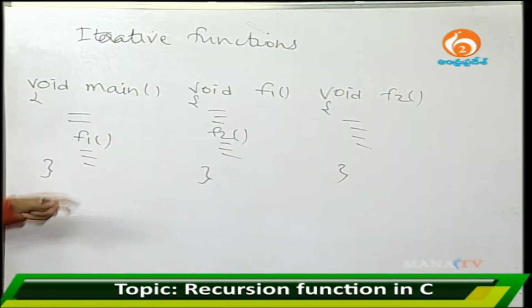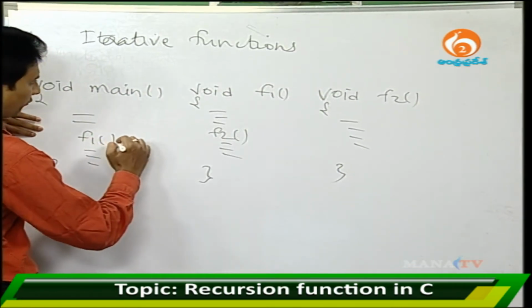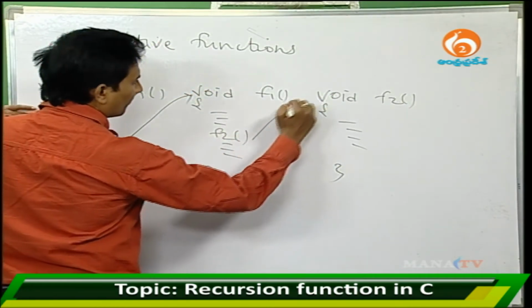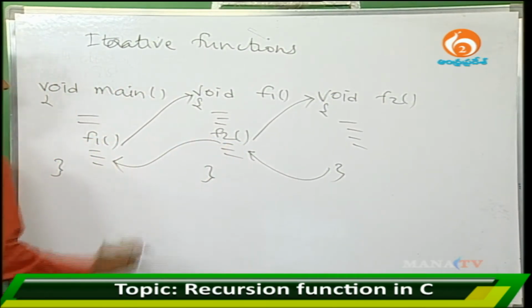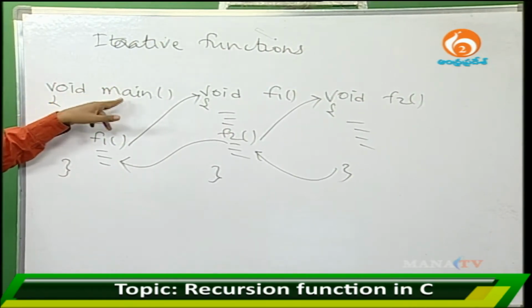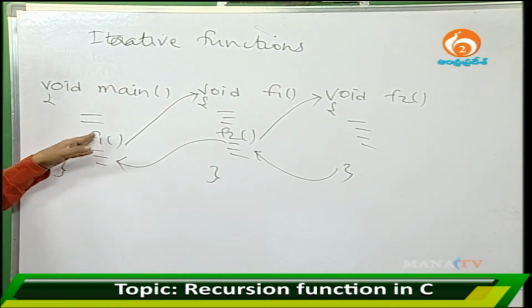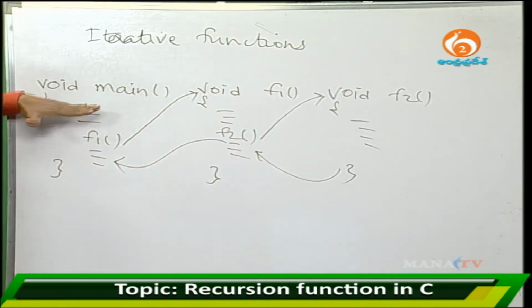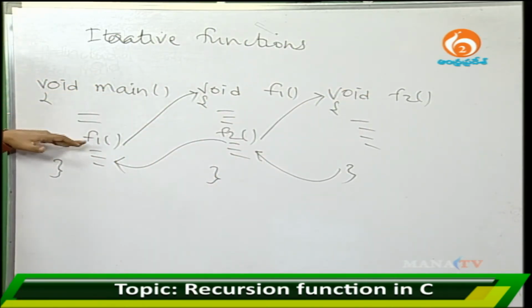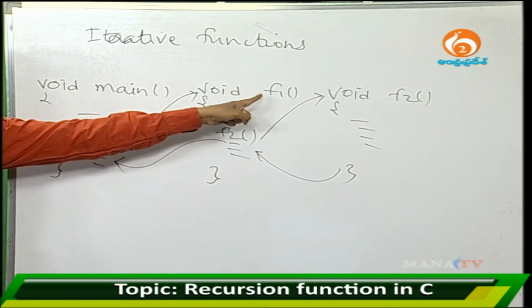This is the iterative way. Iterative means one function is calling some other function. Here we are calling the main function, and the main function is calling the f1 function. Here f1 function is calling f2 function. After main is executed and f1 is called, control goes to wherever the f1 function is defined and it is executed. In the f1 function another function call is there, that is the f2 function. f1 is calling f2.